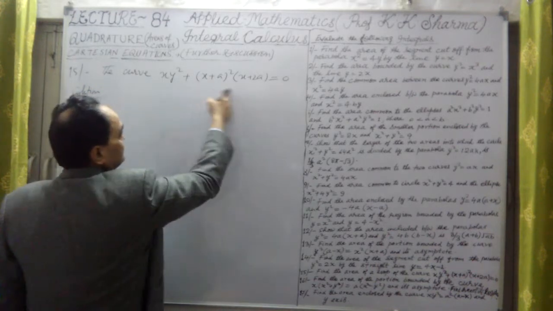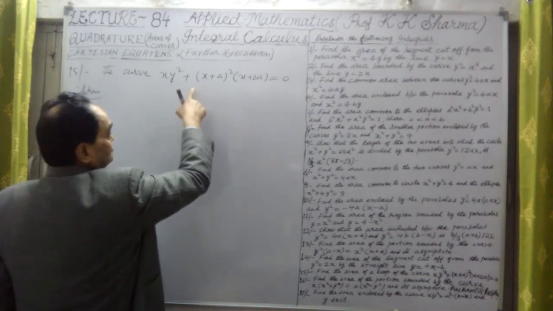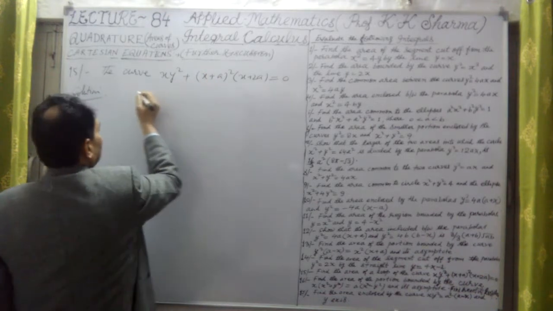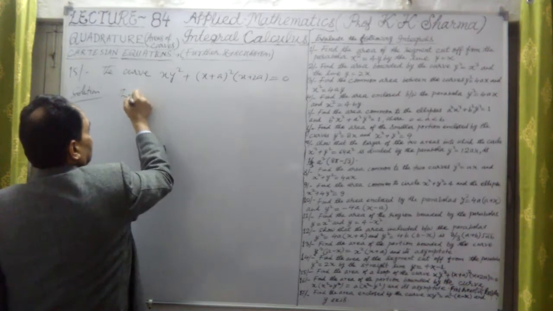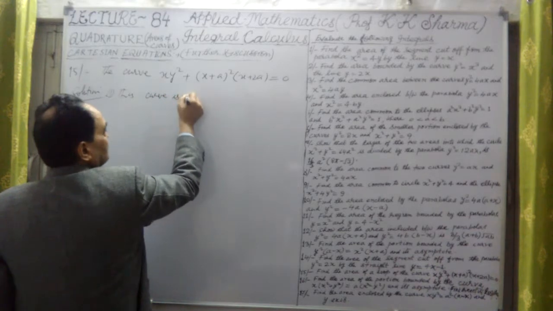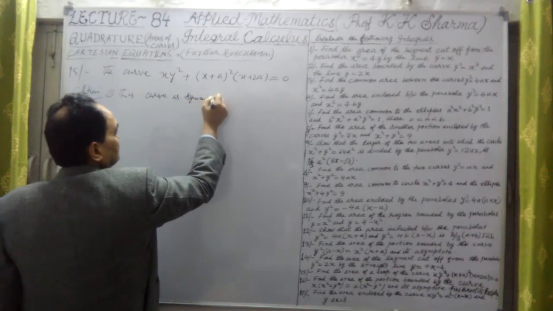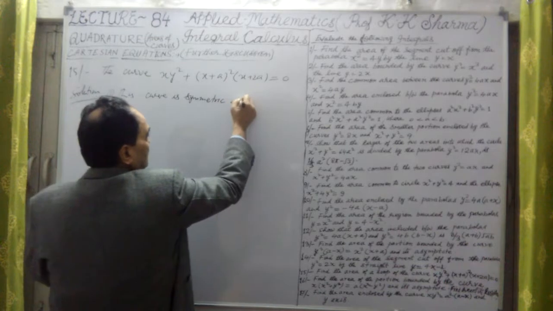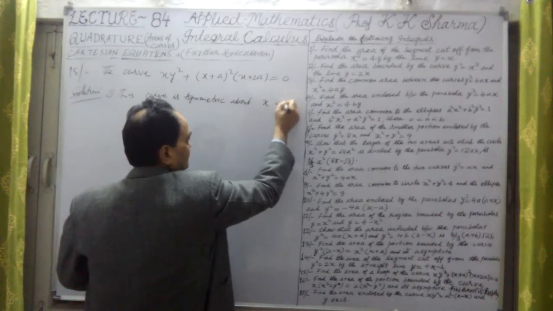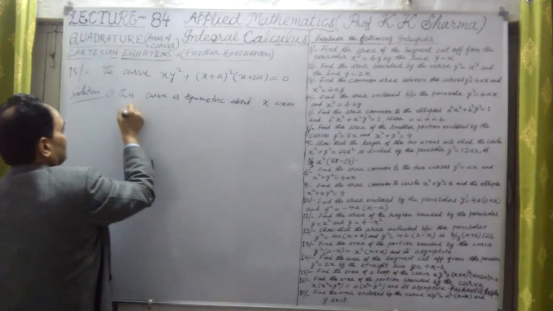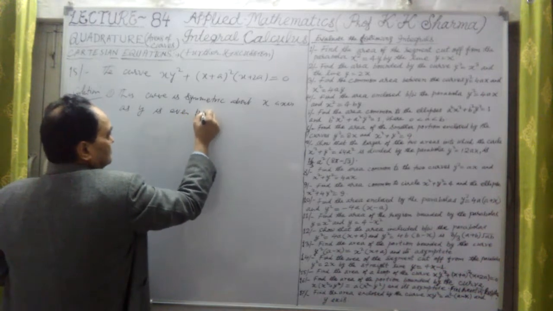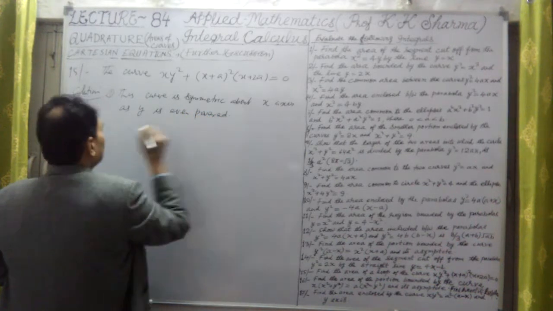Now, in this case, the equation of the curve is symmetric about the x-axis. This is the first point: the curve is symmetric about the x-axis, as y has an even power. Okay, second point.